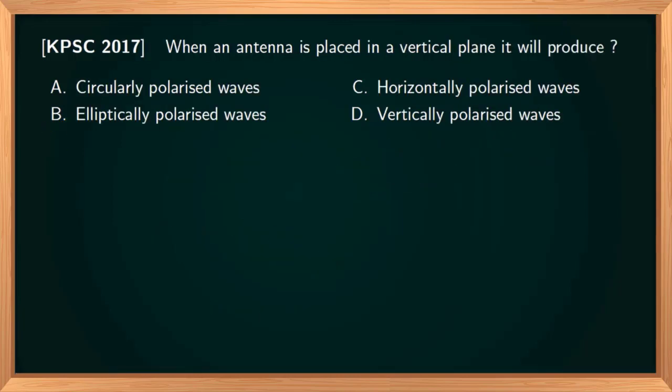When an antenna is placed in a vertical plane, it will produce vertical polarization. So electric field will be in vertical plane, so the wave is vertically polarized. If we use a horizontal antenna, electric field will be horizontally polarized. Circular polarization is sometimes used for satellite radio communication to overcome the effect of propagation anomalies and the effect of fading. So correct option is vertically polarized wave, that is option D.